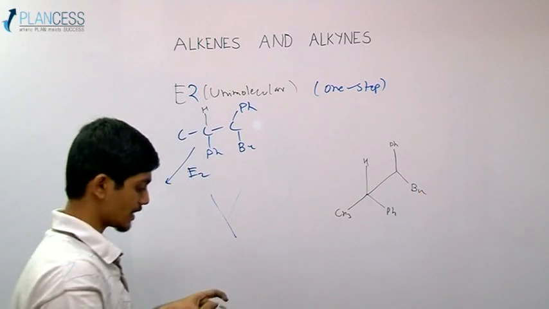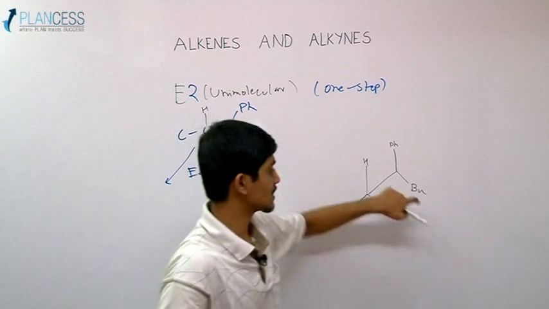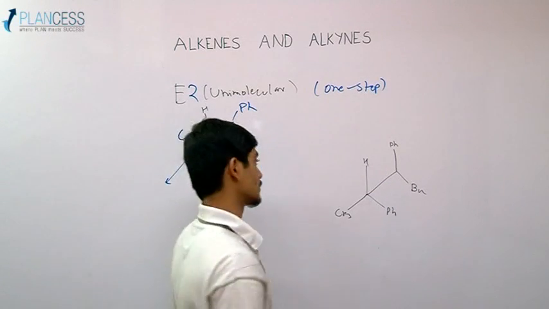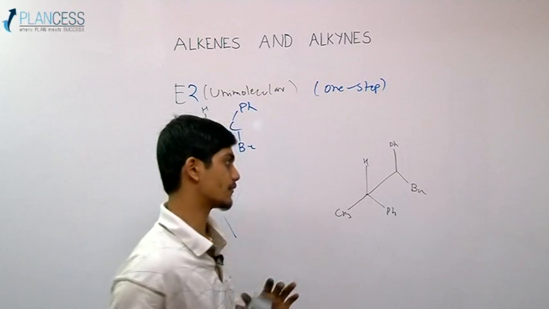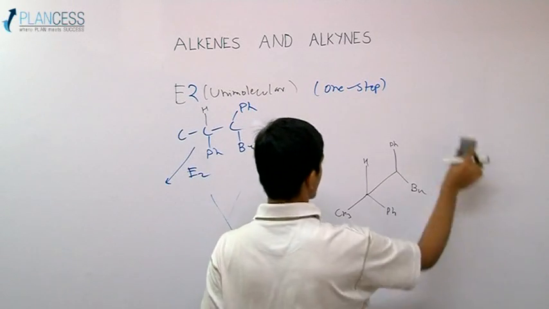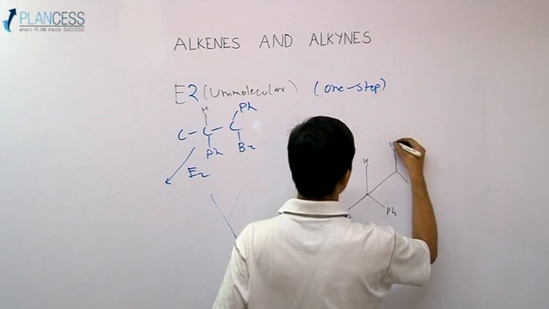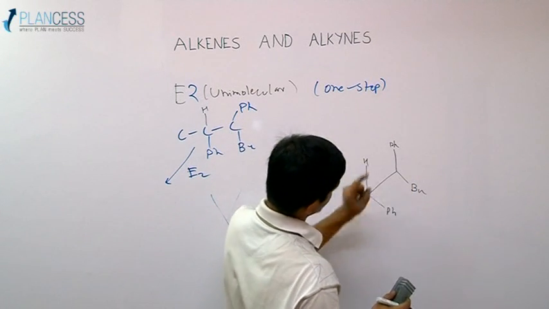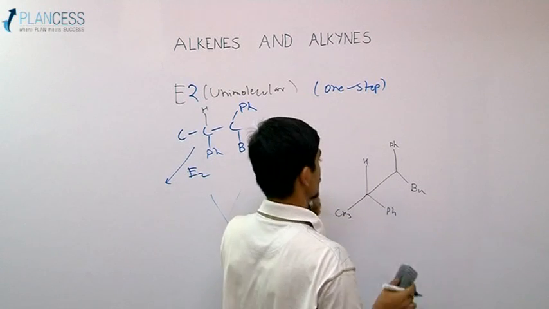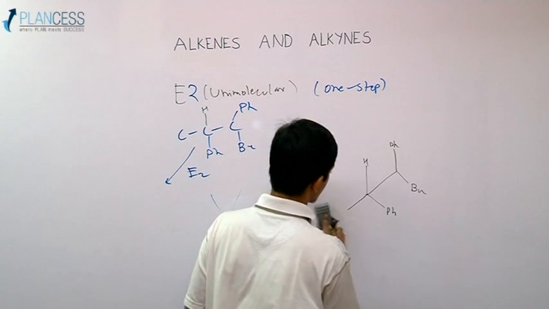Now as you can see, this structure does not contain the H and the Br in the anti position. So let us bring them into the anti position so that the elimination is favored. For that we need to rotate this, so that it will be easier for us to visualize. If Br is here, that means H should be on the other side. For simplicity, let us rotate it.